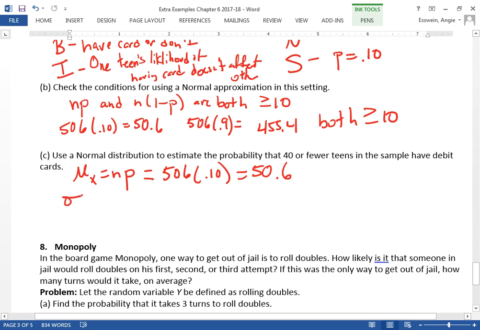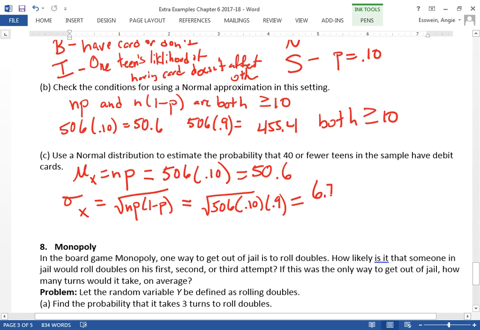The standard deviation, sigma sub x, notice the symbols, is the square root of np(1 minus p). Now, that formula is derived in your book. I can go through it with you. You never need to know the derivation. You just need to know when to use it and how to. But I can always go through it with you if you like. So n is 506. The probability of success is 0.10, and of not success is 0.9. Those will always be complements of each other. And you get about 6.75.